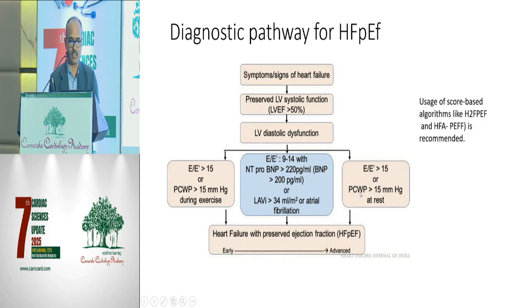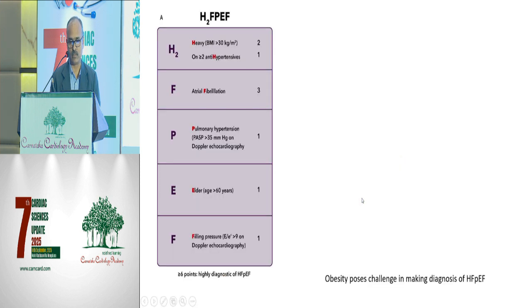If E by E prime is more than 15 and PCWP is more than 15 at rest or at exercise, or if the E by E prime, the echocardiographic parameter, is 9 to 14, you have to have an NT-proBNP of more than 220 or a left atrial volume index of more than 34. So this is the Indian recommendation, how do we do?